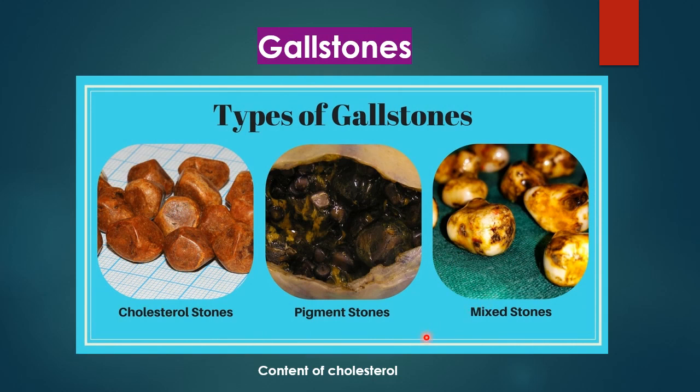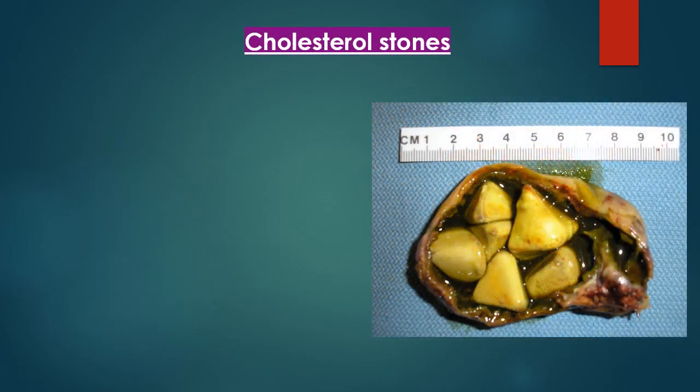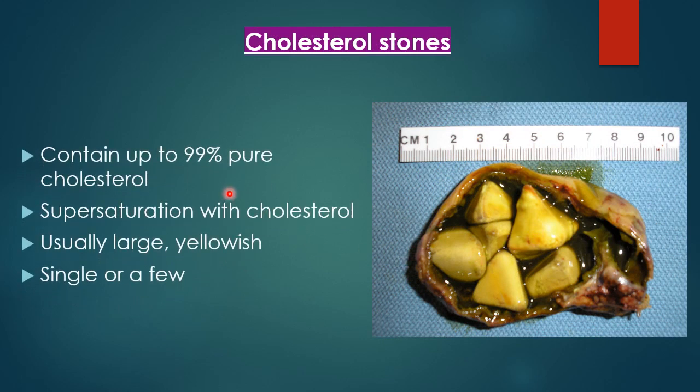There are three types of gallstones: cholesterol stones, pigment stones, and mixed stones. Cholesterol stones are seen here. They contain almost up to 99% pure cholesterol, and this results from supersaturation of the bile with cholesterol. The stones are usually large, yellowish in color, and their number is usually a few or single.